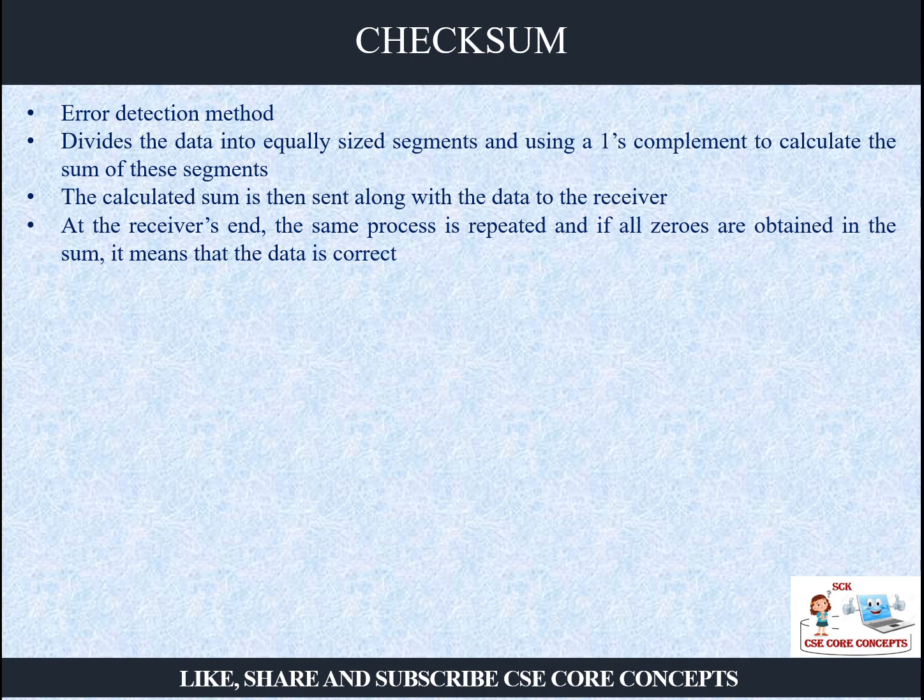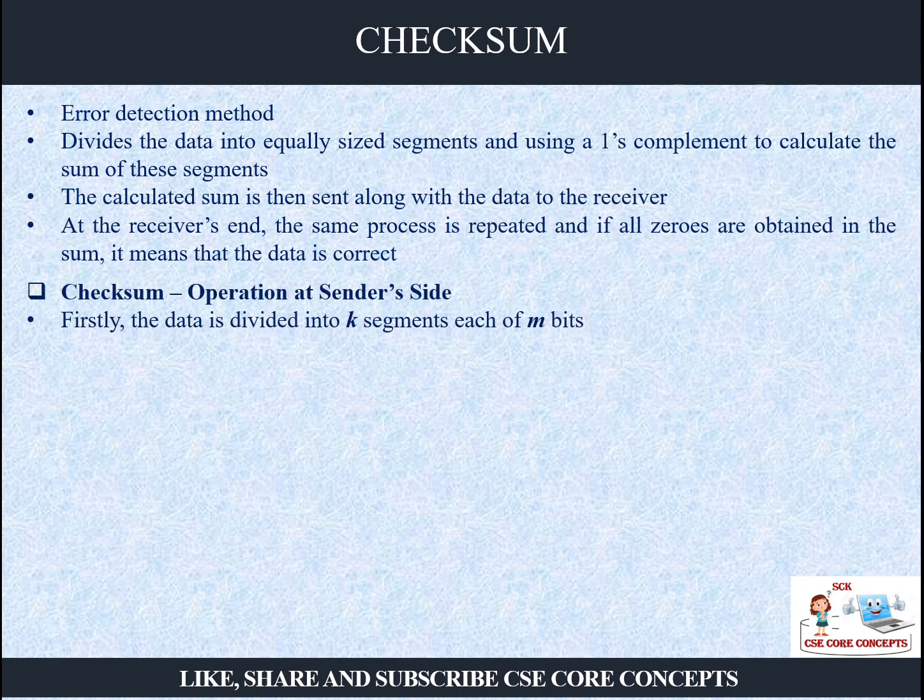It is basically an error detection method which divides the data into equal size segments, and we use the ones complement approach to calculate the sum of those segments. Then this sum is delivered to the receiver side, where the receiver repeats the same process to confirm that the data sent by the sender is the same as what is received by the receiver.